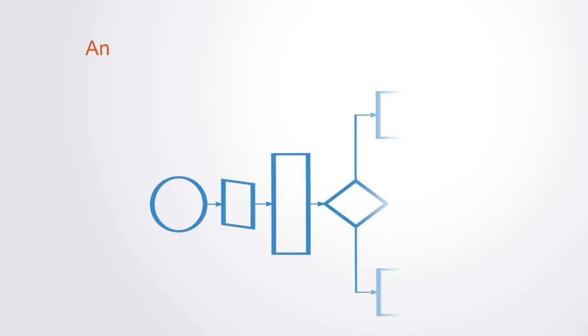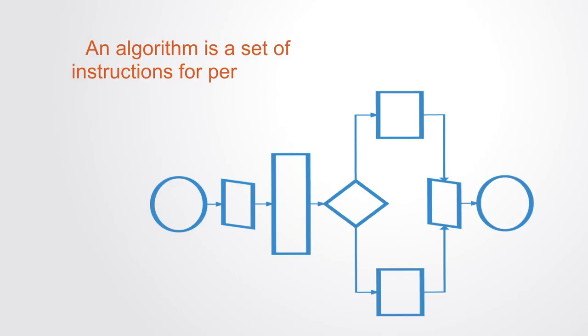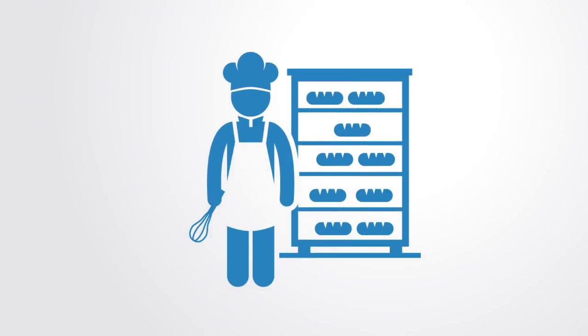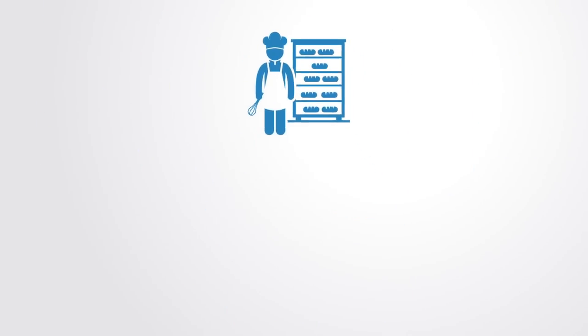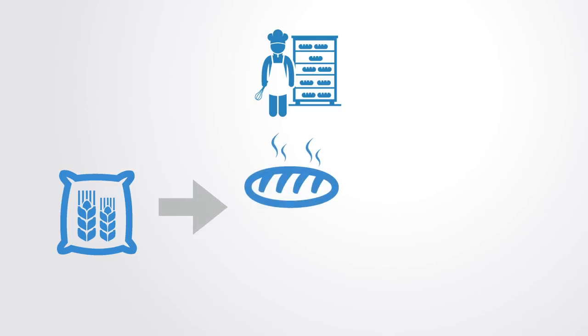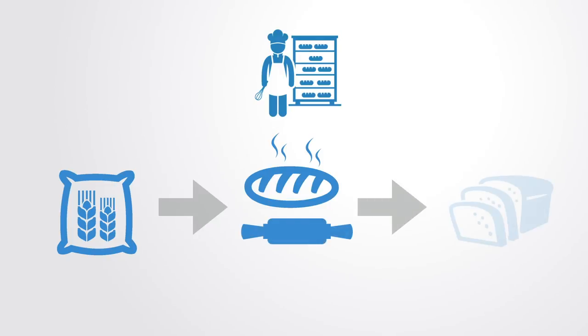An algorithm is a set of instructions for performing a certain operation. An algorithmic system takes an input and transforms it through a set of operations to create an output. Cooking a loaf of bread may be seen to follow an algorithm, where we take in inputs such as flour, water, salt, etc., and perform a set of operations on them, such as mixing, kneading, baking, etc., to create an output, which is the cooked loaf of bread.